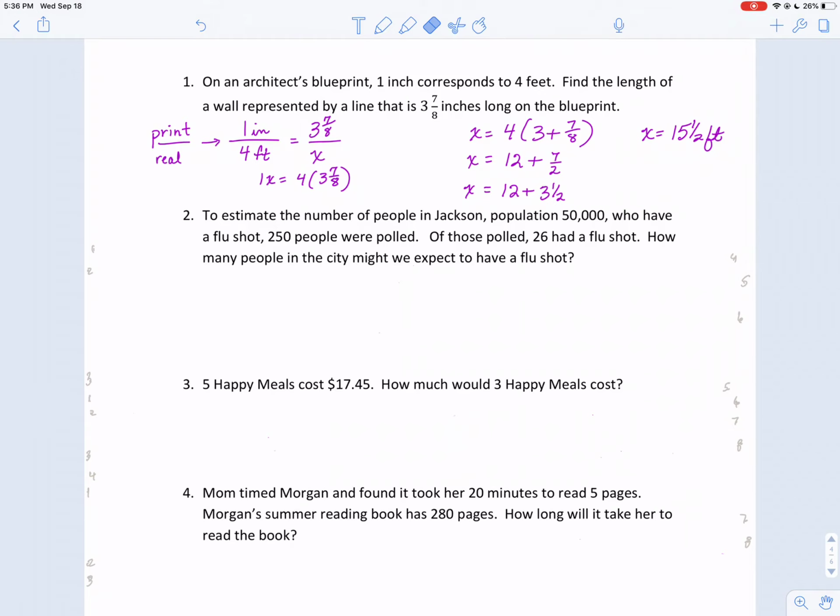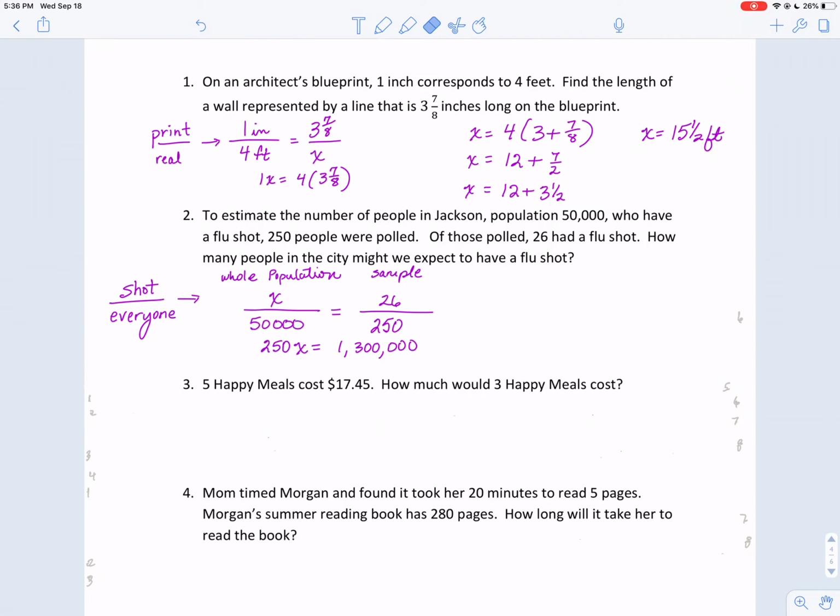So once again, be consistent. How many got the shot over the total number? We're going to look at the whole population first. So the whole population was 50,000 people. So that's going to go on the bottom because that's everybody. I don't know how many people got the shot, so that's going to be my X. All right, so that is my X over 50,000 people.